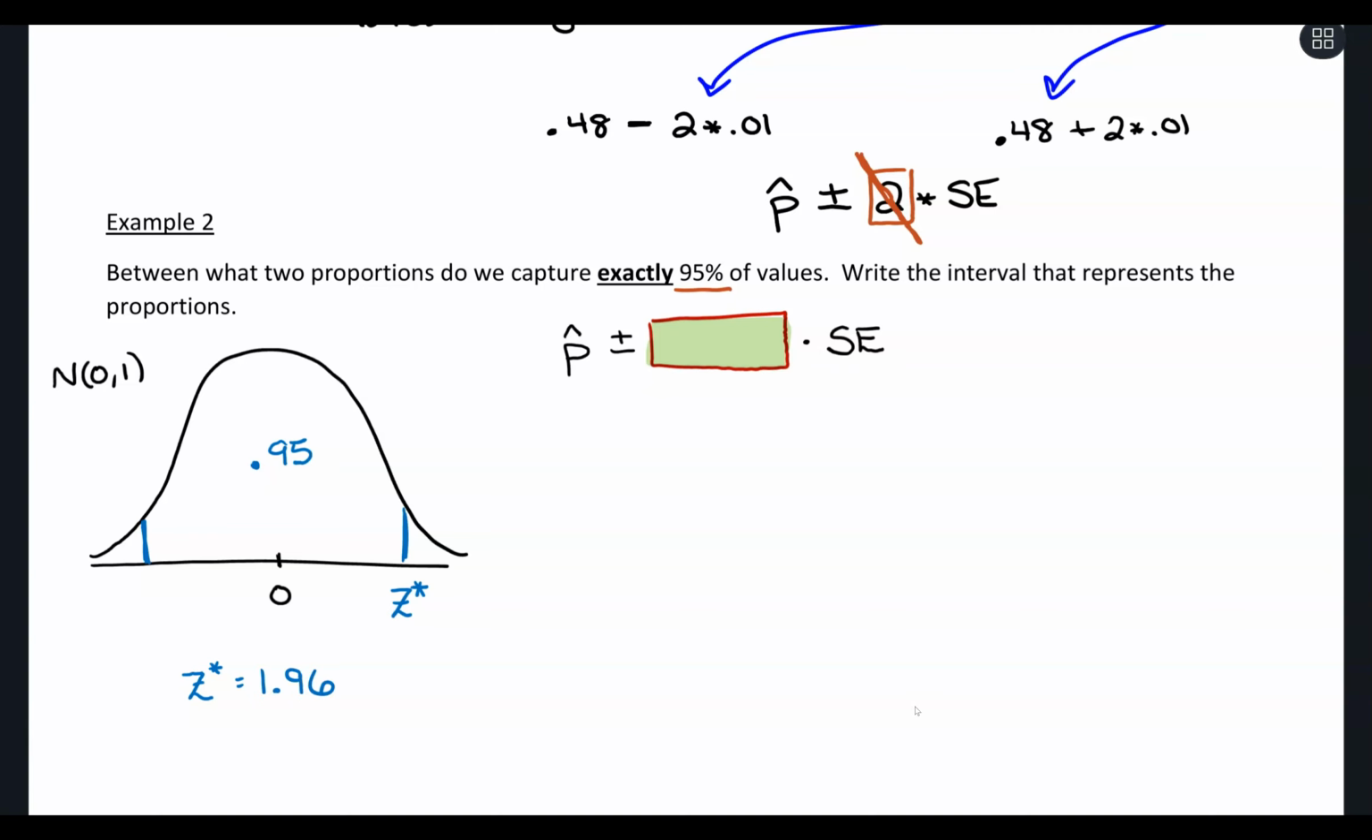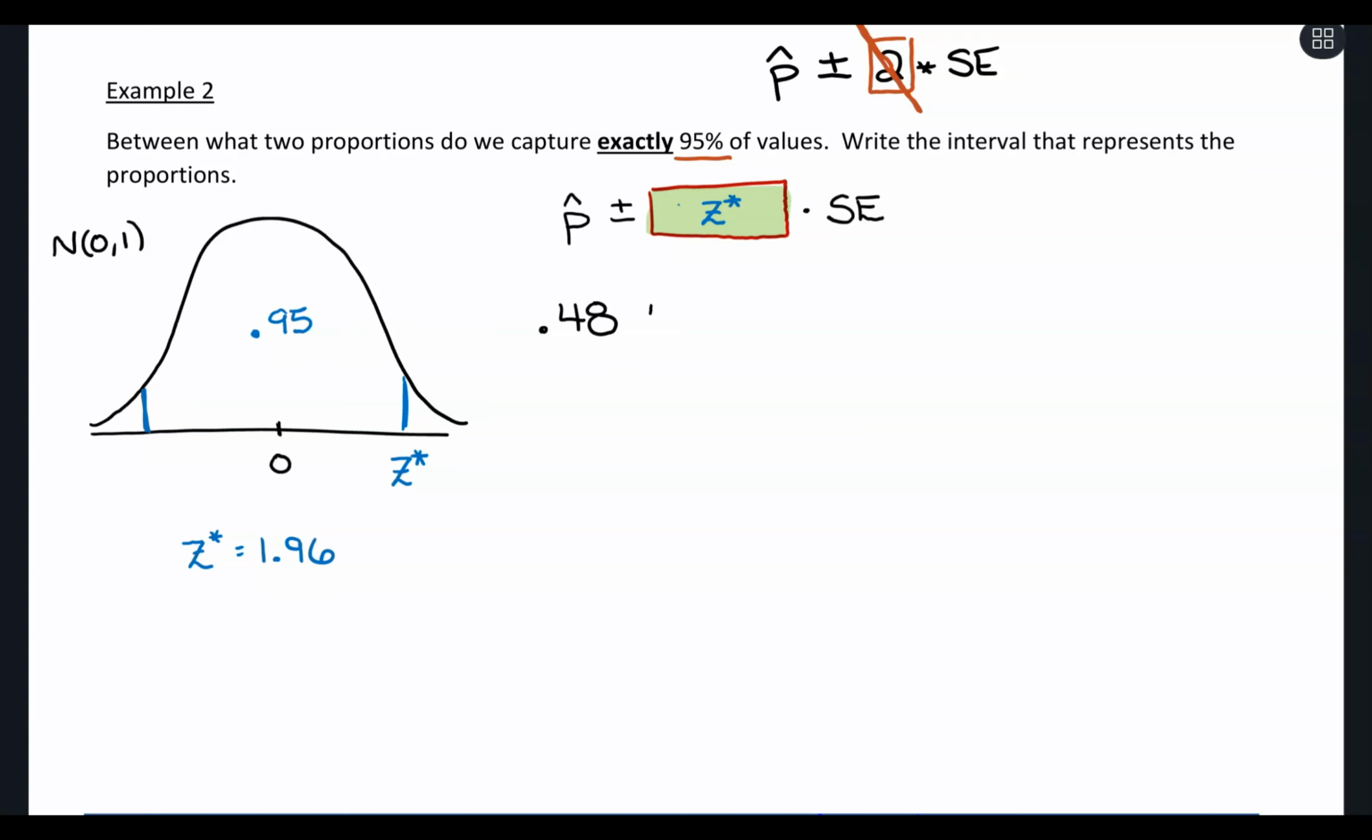So let's see how this calculation comes together. We're plugging in our critical z-score right here. Plugging in our numbers, p hat, our sample proportion, was 0.48. Then we go plus or minus our critical z-score, which is 1.96. And then we'll have our standard error, which is the big square root, with p hat times q hat all over our sample size of 2,500.